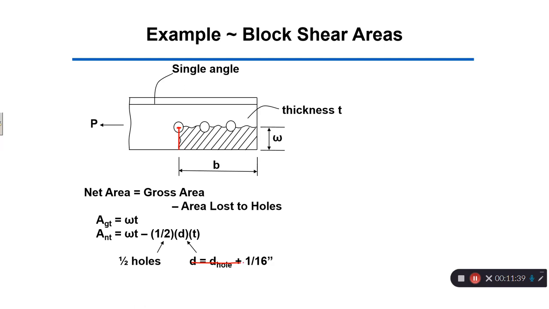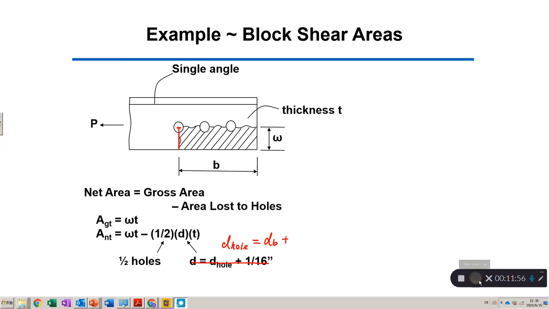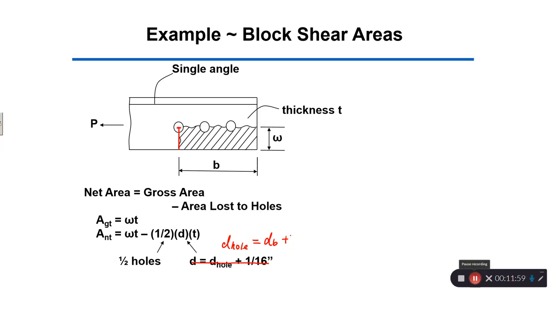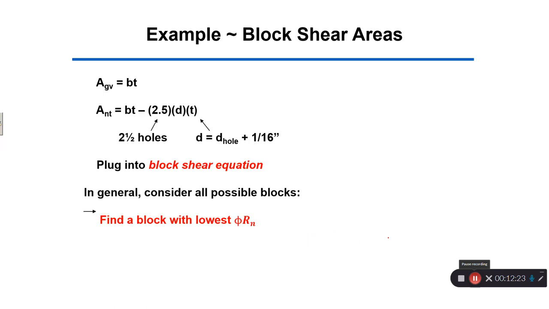So what about the d hole? The d hole is equal to d bolt. Okay, so it's the same, right? The hole diameter is equal to the bolt diameter plus 1/8 for d bolt less than 1 inch, right? Standard holes. Okay, and we'll go ahead to calculate ANT.